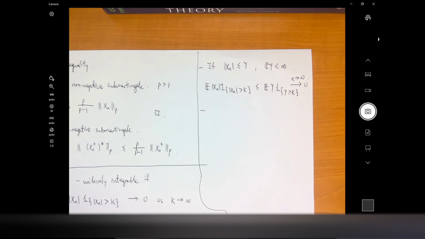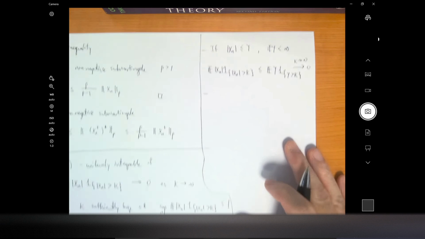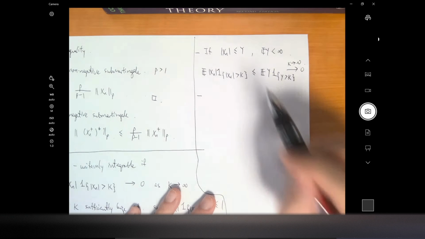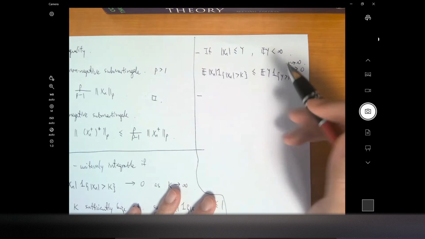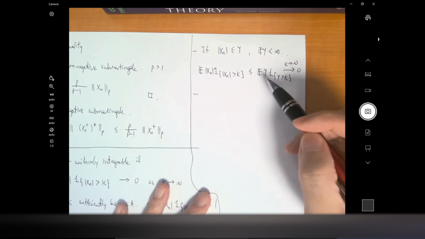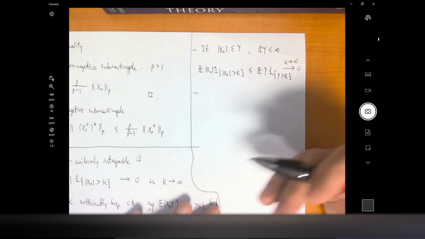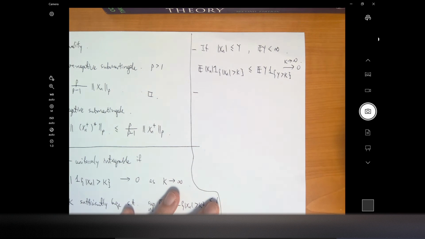This is just one example, and of course it's not always the case. This is just a sufficient condition. You can also find a lot of other conditions in the textbook. There are a few other sufficient conditions you can check to see whether the sequence is uniformly integrable or not.